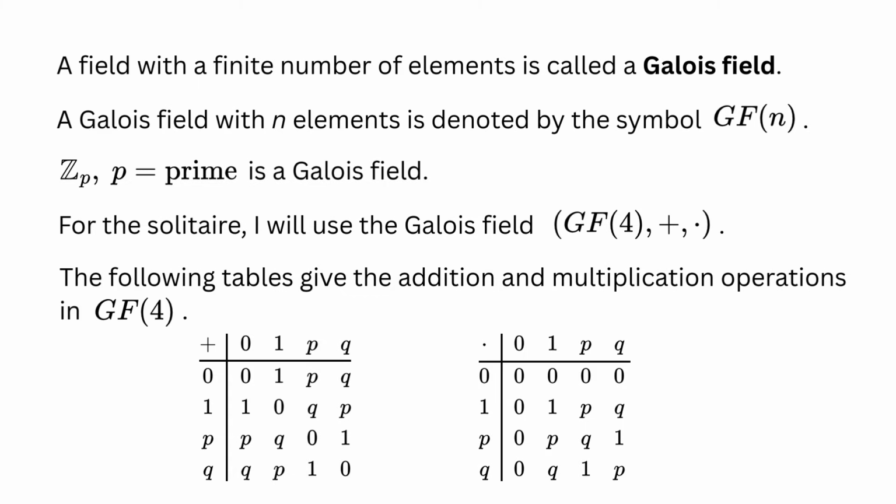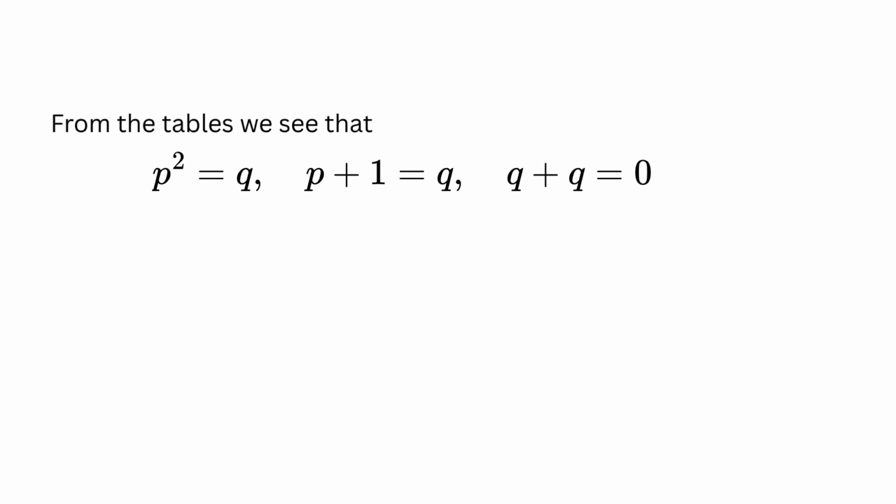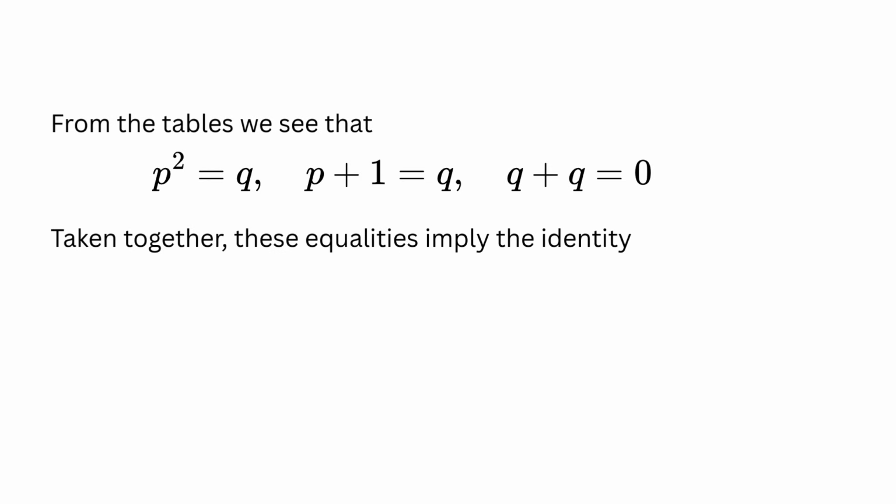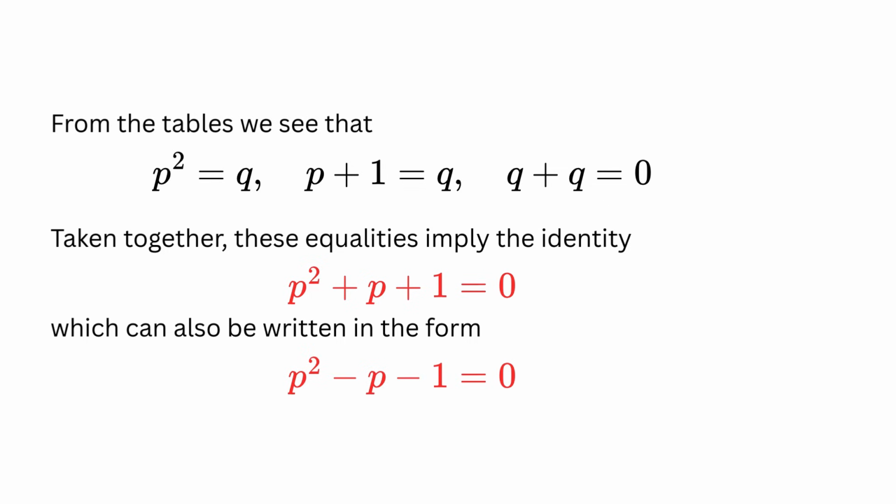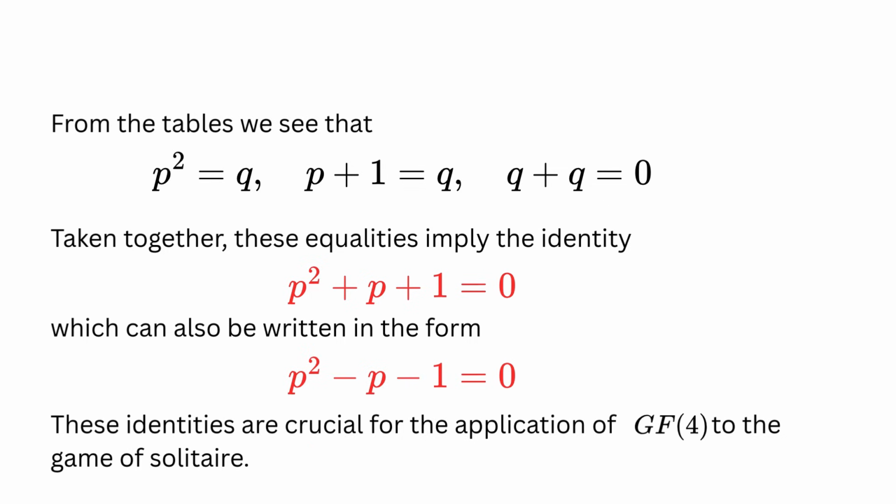It is a routine and obviously boring exercise to verify that GF4 equipped with these 2 operations is indeed a field. From the tables of GF4, notice that P squared equals Q, P plus 1 equals Q, and Q plus Q equals 0. Taken together, these equalities imply the following identity. Since 1 and P are the opposite elements of themselves, the previous identity can also be written in another form. These identities are crucial for the application of GF4 to Solitaire.